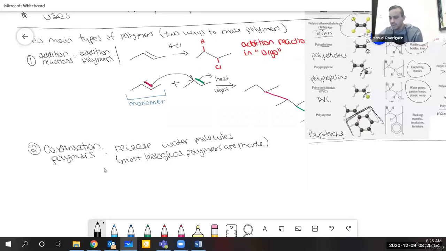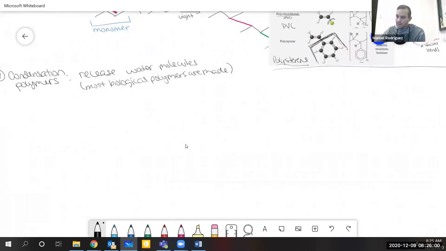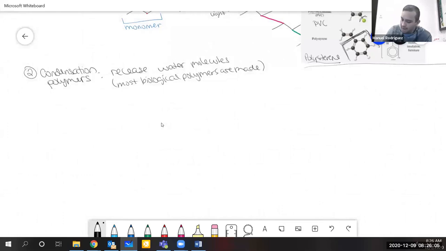So I actually want to pick a non-biological polymer. I'm going to talk about polyester. Hopefully we know what polyester is used for. We use cotton and polyester as our major fabrics for most of the clothing we use.